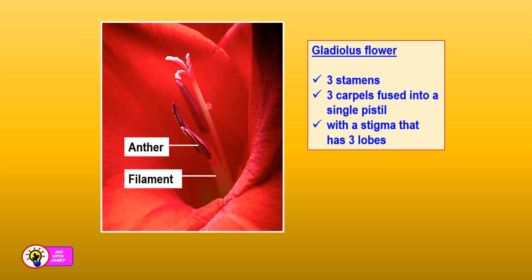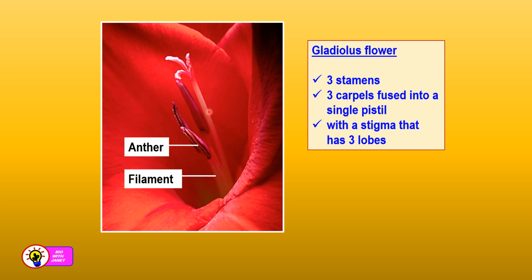And then look at this structure here. This structure is actually the carpel, okay? And the top part here is the stigma that has 3 lobes. So why 3 lobes? Actually the lower part here, which is the style, is made up of 3 carpels that have fused together to form a single pistil. When 3 carpels fuse together to form a single pistil, the top part, the stigma, is not fused together. So you have 3 stigmas here actually, or a stigma with 3 lobes.